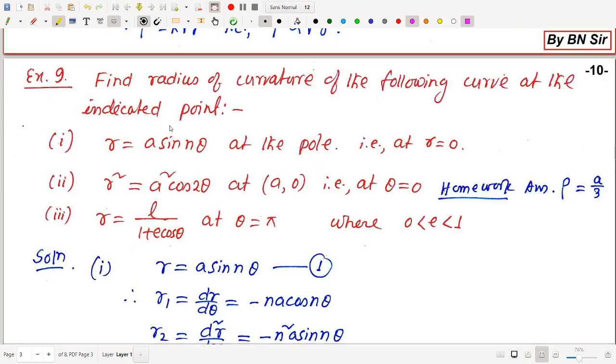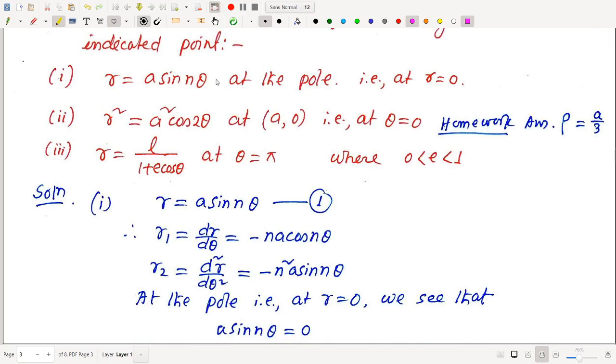Example number 9. Find radius of curvature of the following curve at the indicated point. Number 1: r equal to a sin n theta at the pole, that is at r equal to 0. r equal to 0 gives the pole. Pole means origin in the Cartesian system; we call it pole in polar system. Number 2: r square equal to a square cos 2 theta at the point a comma 0, that is when theta equal to 0. This is left as an exercise, homework. Answer: rho, radius of curvature, is a by 3.